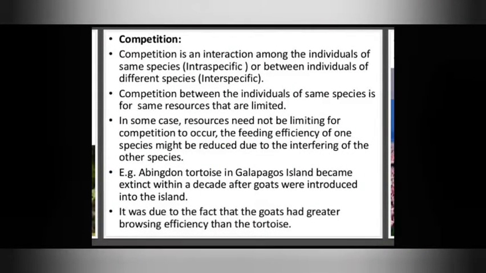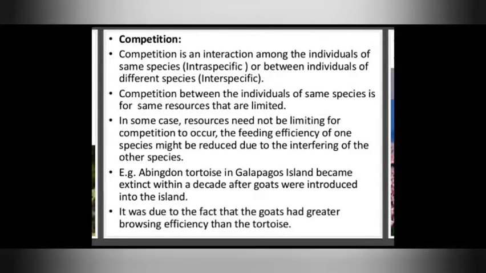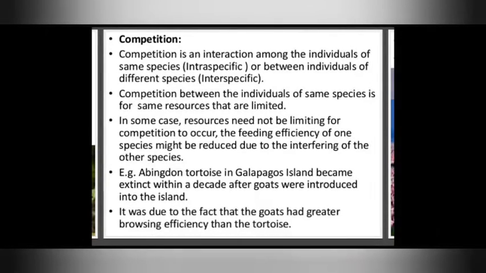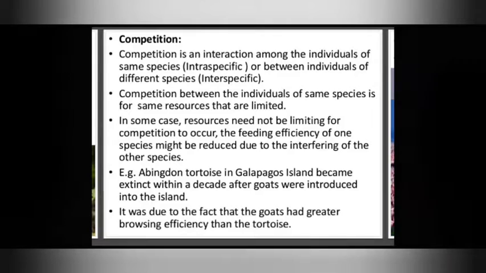Now we come to the next type of interaction, which is competition. Competition is an interaction among individuals of the same species, that is generally intraspecific, or it may be between individuals of different species, and then it is called interspecific. Competition between individuals of the same species is for the same resources that are limited. In some cases, resources need not be limiting for competition to occur.